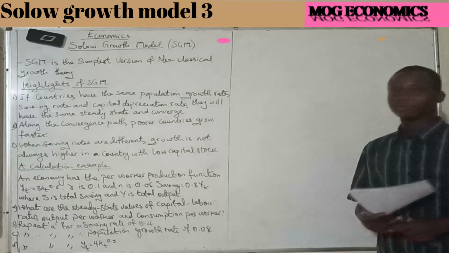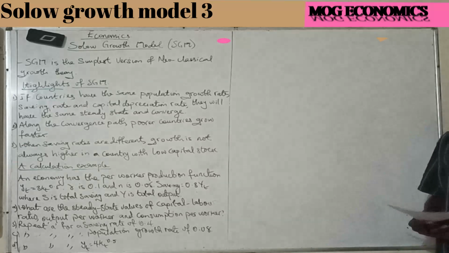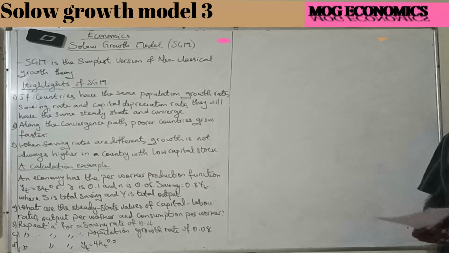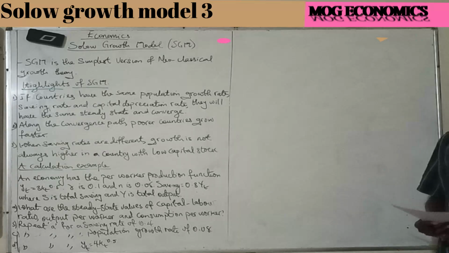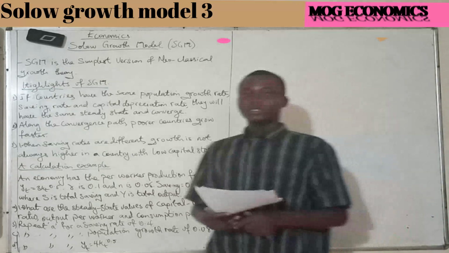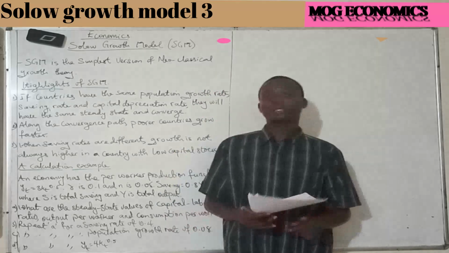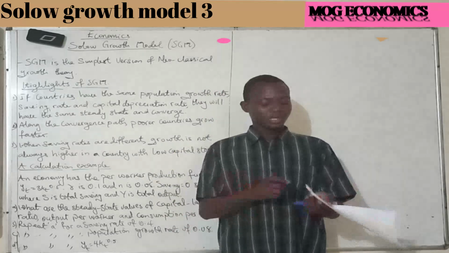So far so good. There have been highlights from what we've been learning. Number one, what are the highlights of the Solow growth model (SGM)? Number one, if countries have the same population growth rate, saving rate, and capital depreciation rate, they would have the same steady states and converge. I don't think this is difficult from what we've done so far, from sketching different graphs and so on.